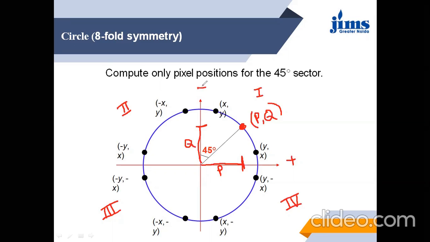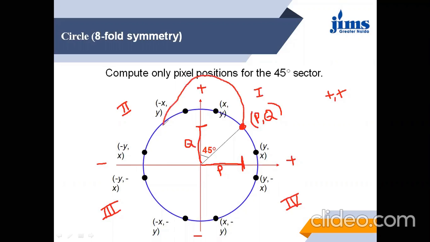This is also positive, this is negative, and this is also negative. Means in this case all the x and y values are positive. The value of x as well as y will be positive. The value of x, let me take the pen, is positive, and the value of y is also positive. So positive and positive.